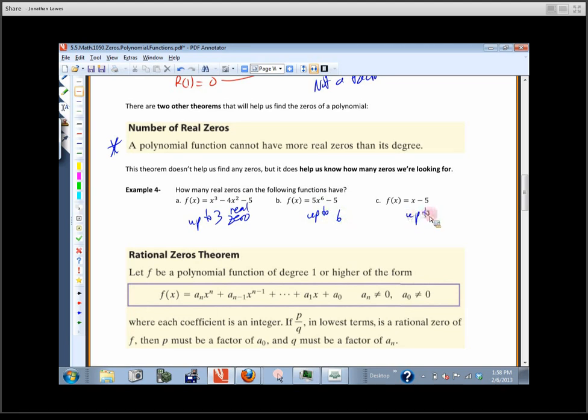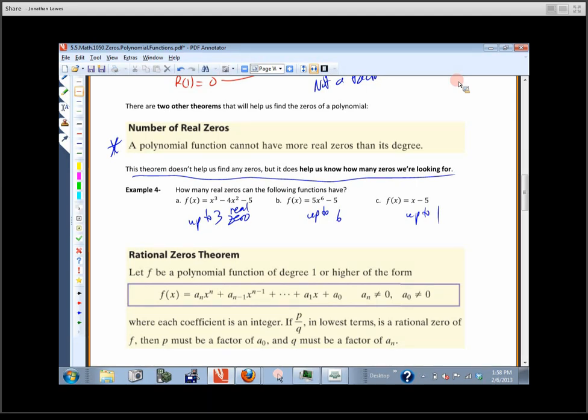Up to 1. Okay, now this is important right here. This theorem, unlike the other two that we've done, doesn't help us find zeros and it doesn't help us find factors. It just tells us how many we're looking for. Because over the next couple sections, you're going to be given some degree 6 polynomials and you're going to be told to find all the real zeros, or maybe all the zeros, whether they're real or imaginary.